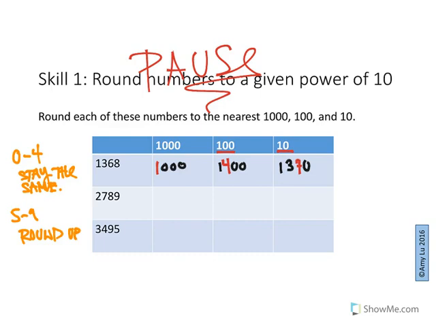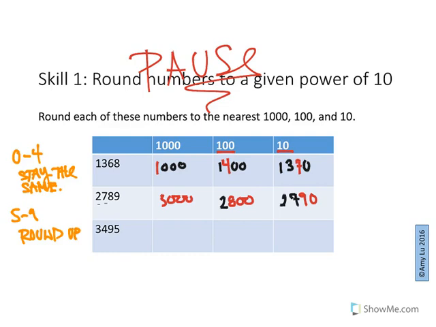Okay, so if we did these correctly, 2,789, when we round it to the nearest 10, this becomes 2,790. When we round it to the nearest 100, this becomes 2,800. When we round it to the nearest 1,000, that 7 causes the 2 to go up, so it becomes 3,000.